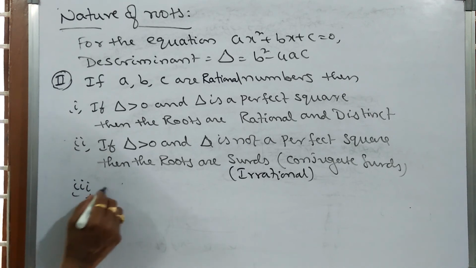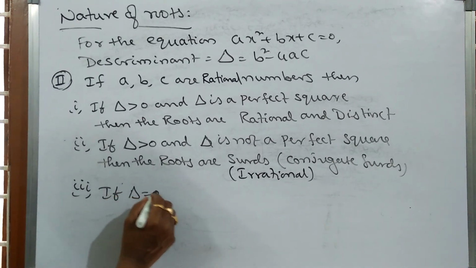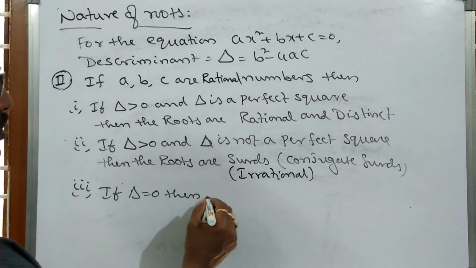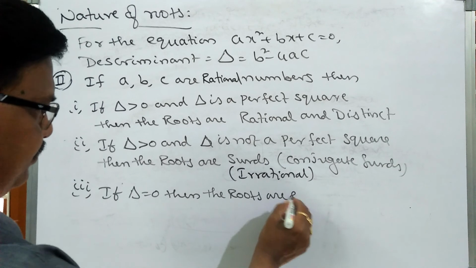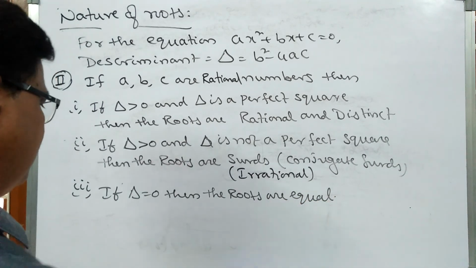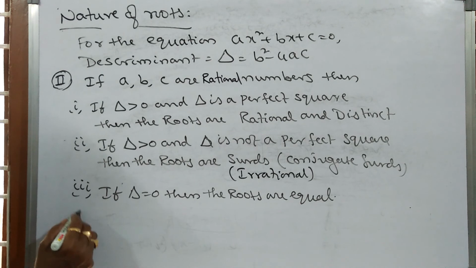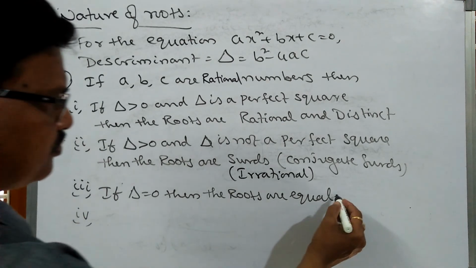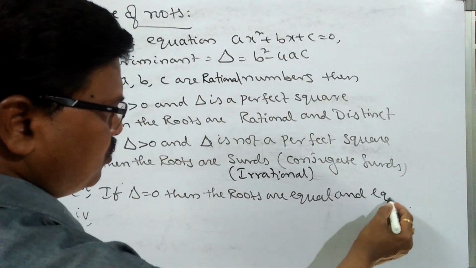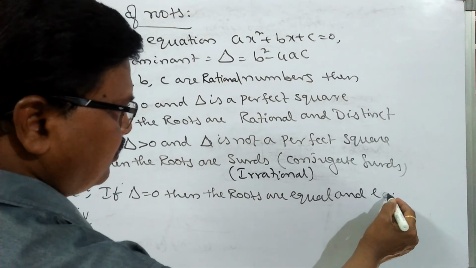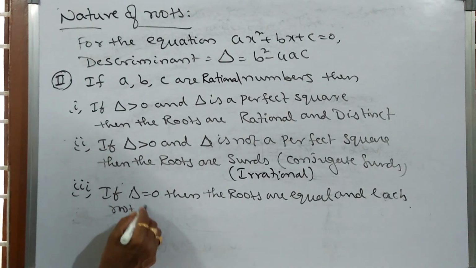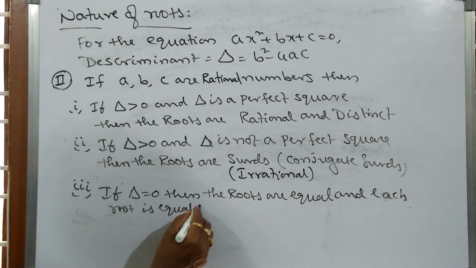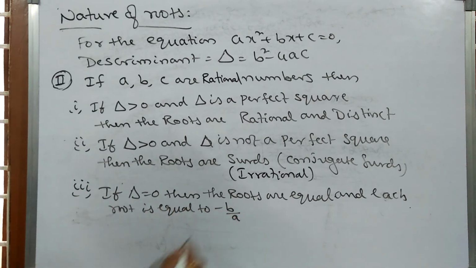Number 3, if delta is equal to 0, then the roots are equal. If delta is equal to 0, then the roots are equal and also rational, and each root is equal to minus b by 2a.